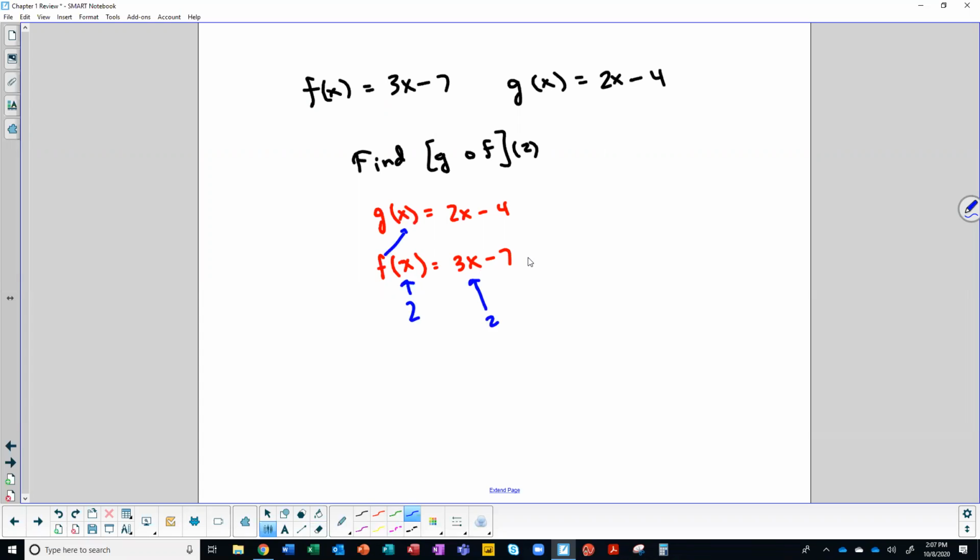So when I do that, I get 3 times 2 minus 7. 3 times 2 is 6, minus 7, negative 1. So f of 2 equals negative 1. So what that means is I'm substituting in a negative 1 here. So a negative 1 goes in that spot.